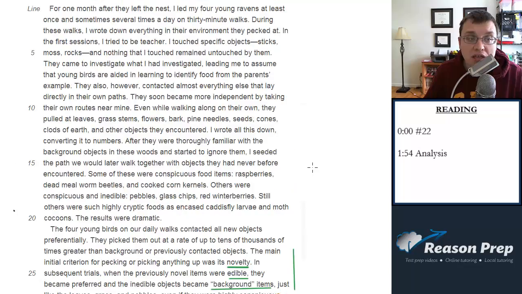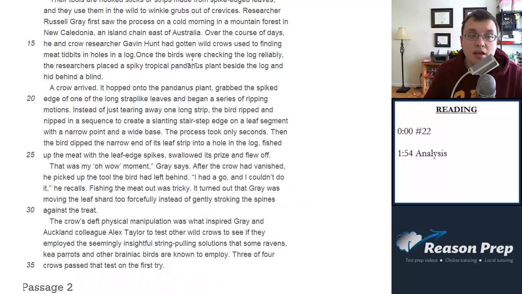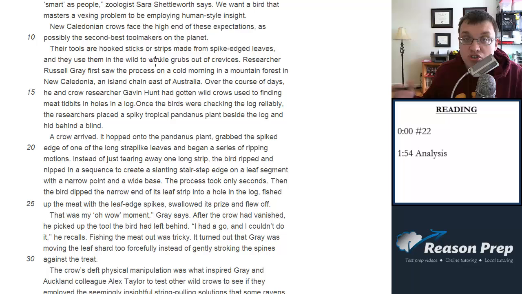Yeah. So in the first case, the birds, once they saw this spiny, let's see, where was it? The researchers placed a spiky tropical pandanus plant, and then when the crow arrived in that circumstance, it hopped onto the plant, grabbed a spiked edge, and so on and so forth, made a little tool and extracted the meat using the tool. So the crow, in the first case, didn't have access to that plant, so it had to fish it out on its own. But when you change the environment, you put that plant there, the crow makes a tool out of it.